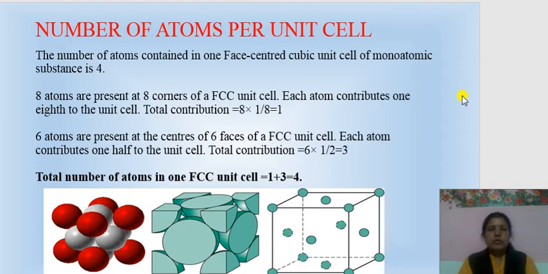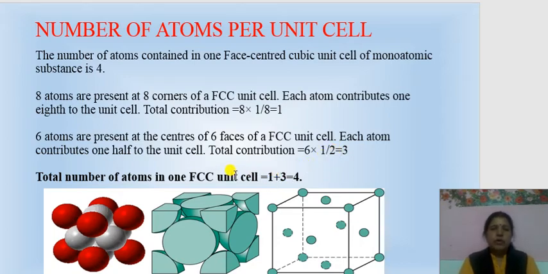But in addition to that, 6 atoms are present at the centers of 6 faces of FCC unit cell. Each atom contributes 1/2 to the unit cell. Here, contribution of each face centered atom: this atom's contribution to this cell is half and contribution to the neighboring cell is half. Means this 6 into 1 by 2, that becomes 3, and 3 plus 1, that is equal to 4. Hence total number of atoms in FCC unit cell are 4.